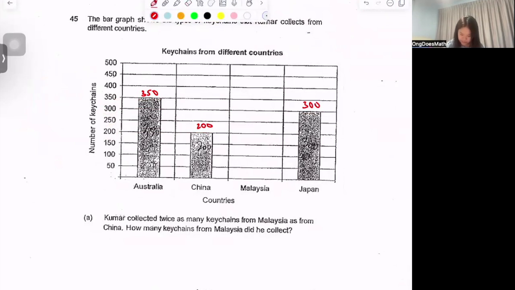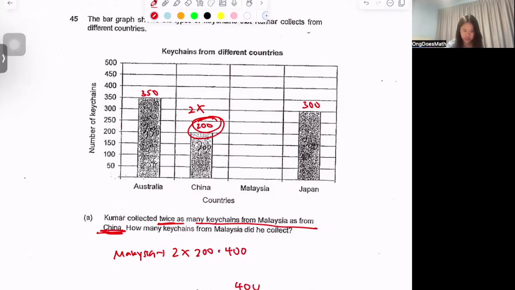Now we are given that we collected twice as many from Malaysia as from China, which means China is 200, and Malaysia is twice of it, meaning 2 times of it. So for Malaysia, it's 2 times of China, right? So 2 times what China has, which is 200, should give you 400. Hence Malaysia, we collected 400 keychains.